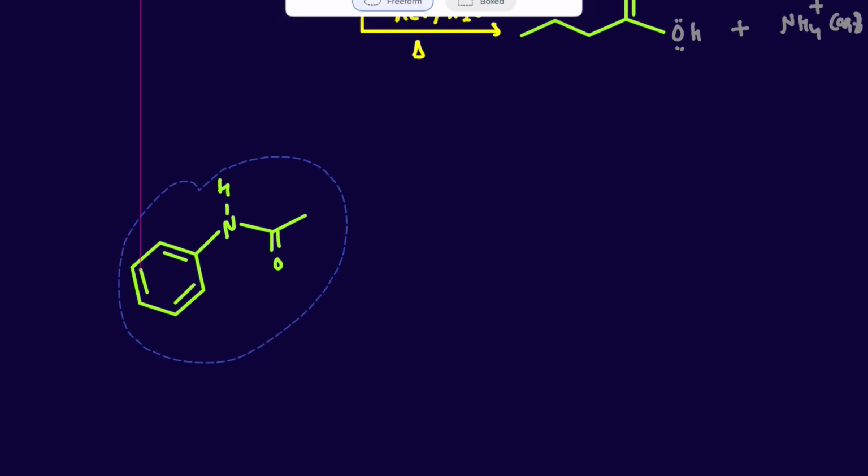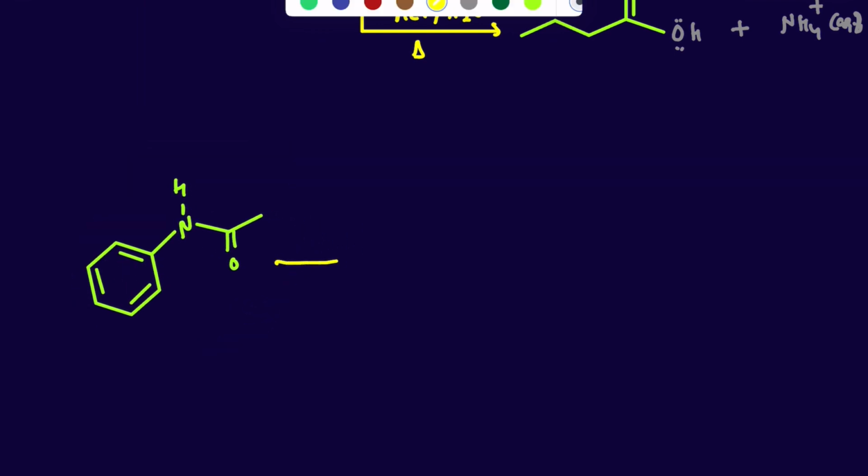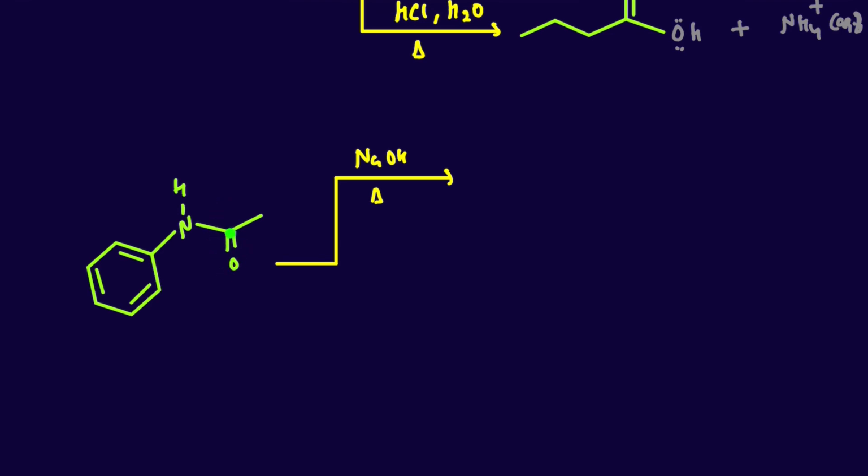So move this a little bit to the left here. So if I was running this under basic condition, so let's just say NaOH with heat. So always remember, be able to identify where your carboxylate or carboxylic acid is going to be made. Your carboxylic acid is going to be made where your carbonyl group is, which is on this side. And then the side that contains the nitrogen is going to make the amine or protonated amine.